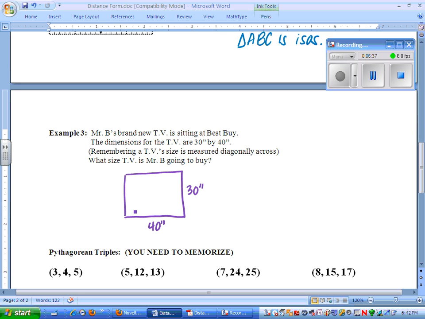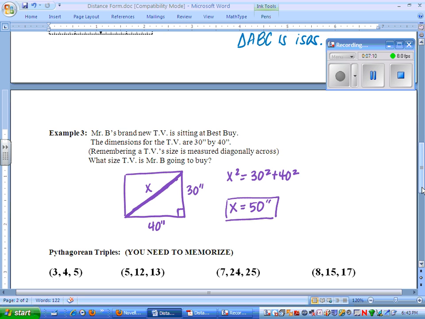Okay, we have to get the measure across. So we have to find this diagonal, which is the hypotenuse. In order to do that, we will use the Pythagorean theorem. Here is our x, which is actually c. x squared equals 30 squared plus 40 squared. If you calculate that out, we get x equals 50. So his TV is 50 inches.